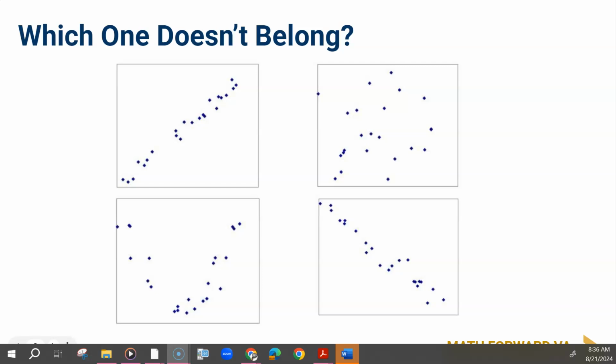Number 1. Okay, it's the only one that's going up positively. So we have some different words that we're going to be using later: linear or a line, positive, scattered. We're going to have an actual word for that later. Anything else? What if it's going down? Negative, okay. So we have a positive one, we have a negative one.